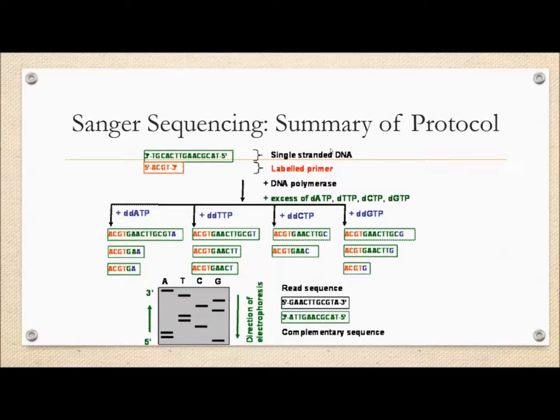The Sanger sequencing summary of the protocol. So you have a single-stranded DNA. This is the one whose sequence you're interested in finding out. Then you have a primer, and remember the primer is a short sequence which is complementary to the beginning of your sequence. Then you add DNA polymerase, which catalyzes the formation. You have an excess of the deoxynucleotide triphosphates. You'll have 4 vessels containing all of this. And then in each vessel, you're going to add the dideoxynucleotide triphosphate.